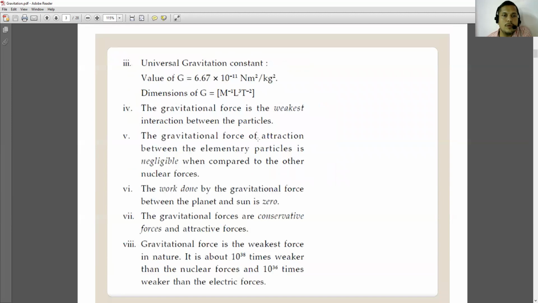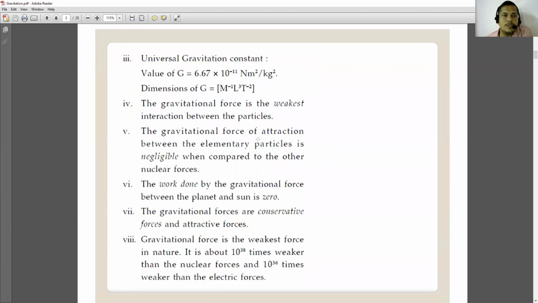So here this G is nothing but the universal gravitational constant. Its value is given here and its dimensions are also mentioned.